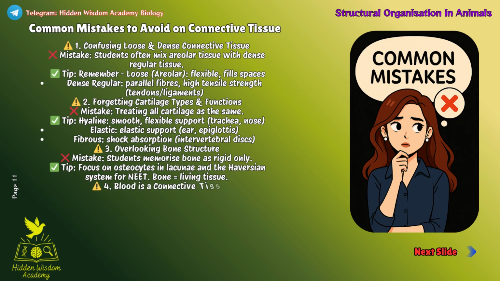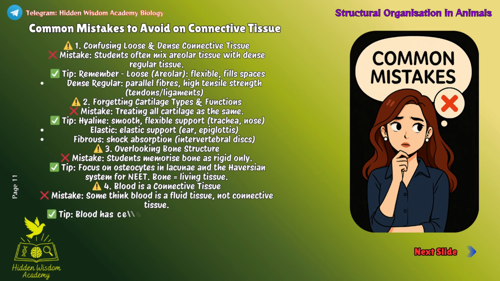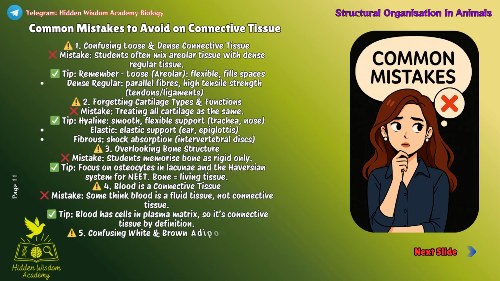Fourth, blood is also connective tissue because cells float in plasma. Finally, distinguish white and brown fat. White stores energy, brown produces heat. Keep these points in mind, and practicing questions on connective tissue will be easier.